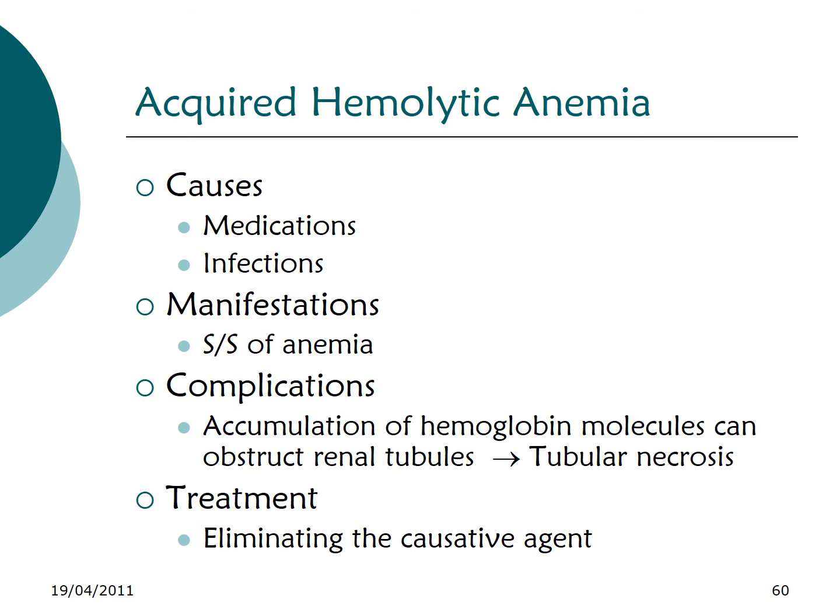So acquired hemolytic anemia can be caused by medication or an infection. It's acquired. Manifestations are the signs and symptoms of anemia, as we've talked about already. A complication is accumulation of hemoglobin molecules that can obstruct the renal tubules, leading to tubular necrosis and causing kidney problems. Treatment is to eliminate what is causing it.